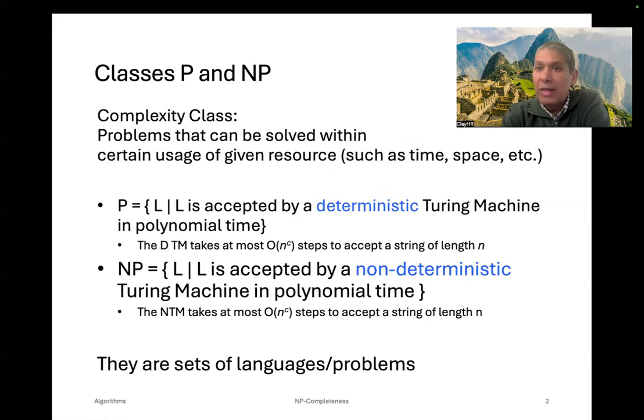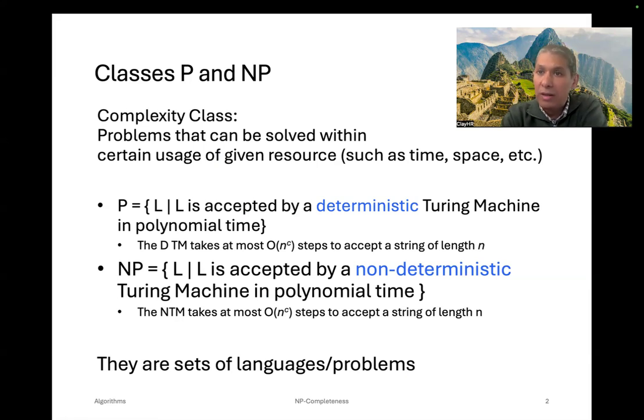What are the classes P and NP? Essentially, these are complexity classes. A complexity class is a set of problems that can be solved within certain usage of a given resource, such as time or space. It could be something else, but mostly time and space are the two common resources. In fact, here we're talking about time as the resource.